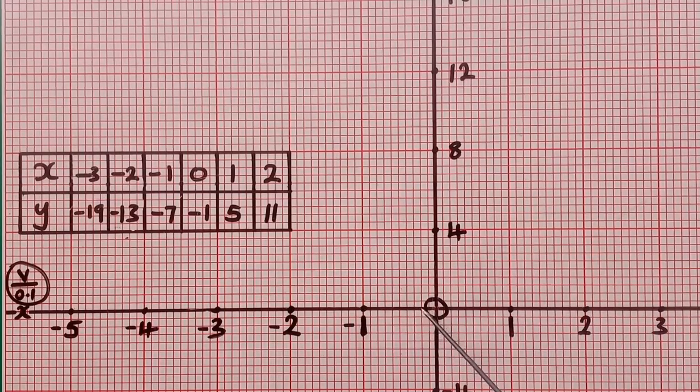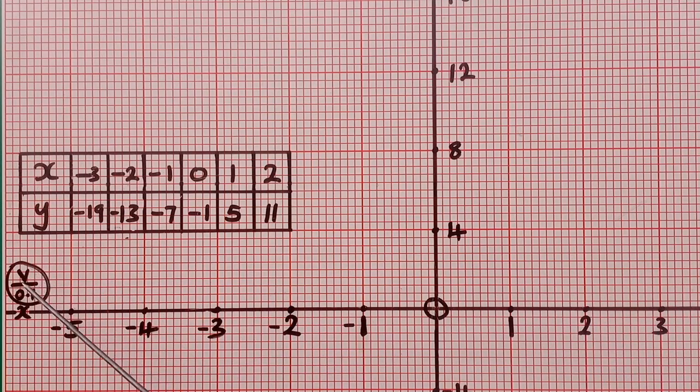Let me start with this negative part. First, we have minus 3. It is true that minus 3 is here. But what if it had not been here? How do we know that minus 3 is at this point? Minus 2 is also here. Minus 1 is also here. 1 is here. And 2 is here.